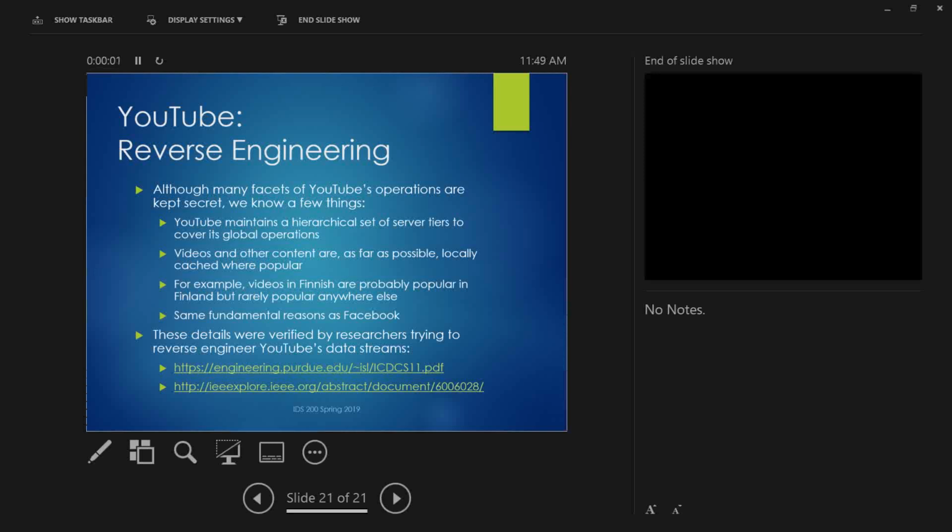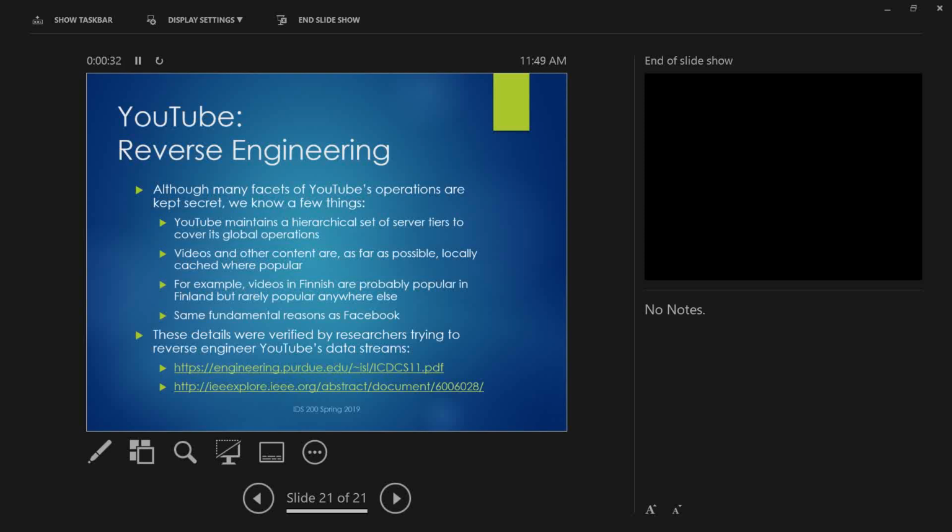Okay. Last thing. YouTube, last I checked, was a pretty secretive organization. They didn't talk a lot about what goes on in there. So we say many facets of YouTube's operation are kept secret. We do know a few things. Number one, just like Google, YouTube maintains a hierarchical set of servers to cover its global operations. Basically, they have a bunch of different data centers around the world. And if one particular data center doesn't have an index entry for a video somebody's looking for, they can contact another data center and figure out where it is.